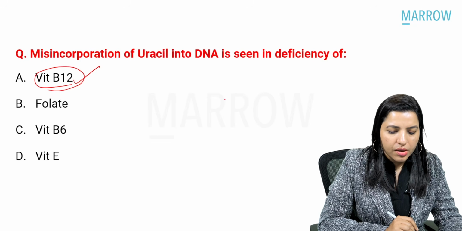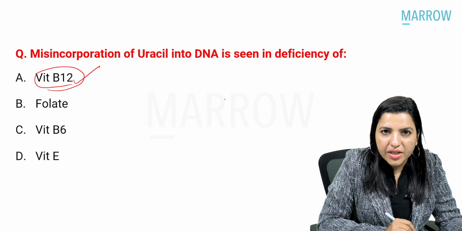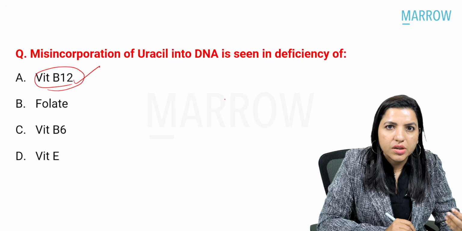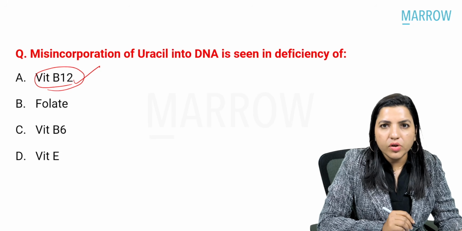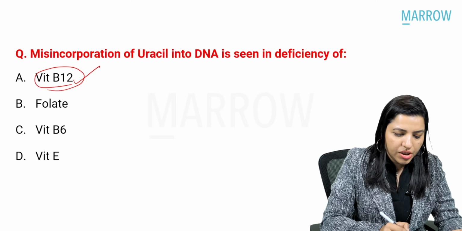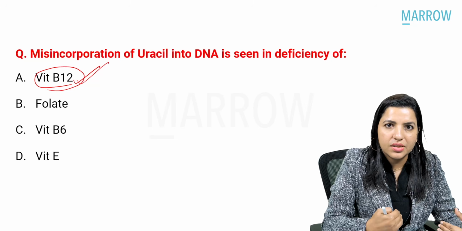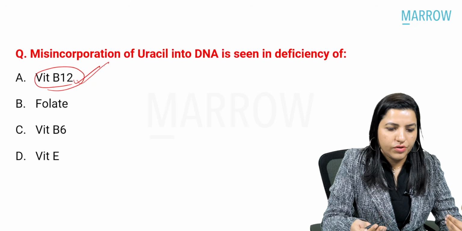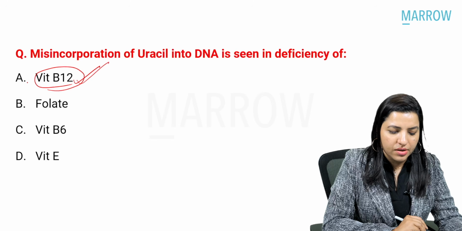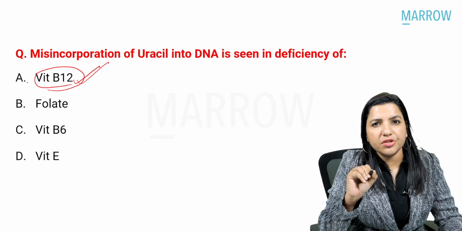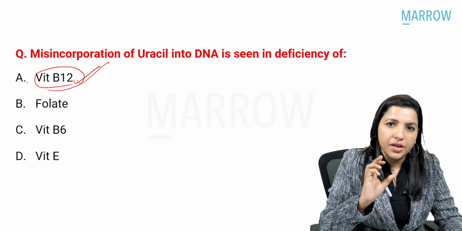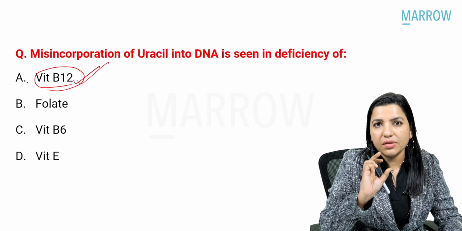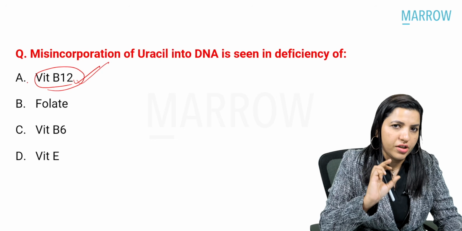Okay, so the question is misincorporation of uracil. So uracil is not actually converted to the TMP, and the DNA synthesis is affected. So basically the vitamin that is deficient here is B12, because B12 deficiency is the one which led to the folic acid deficiency. So the most preferred answer here is B12, but pure folic acid deficiency can also cause this, but in this case specifically, what I feel is the B12 deficiency is more accurate than a folic acid deficiency.